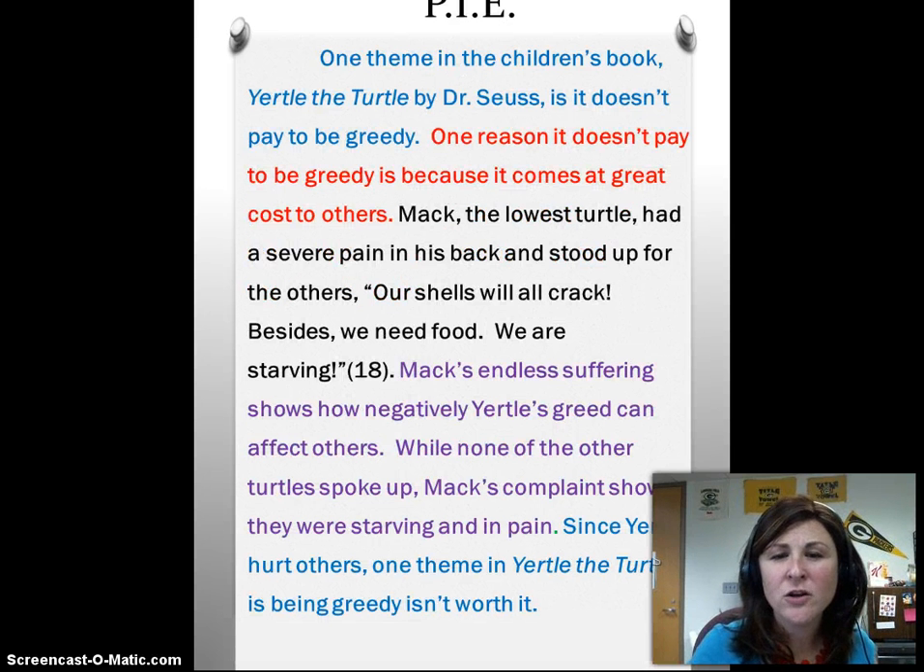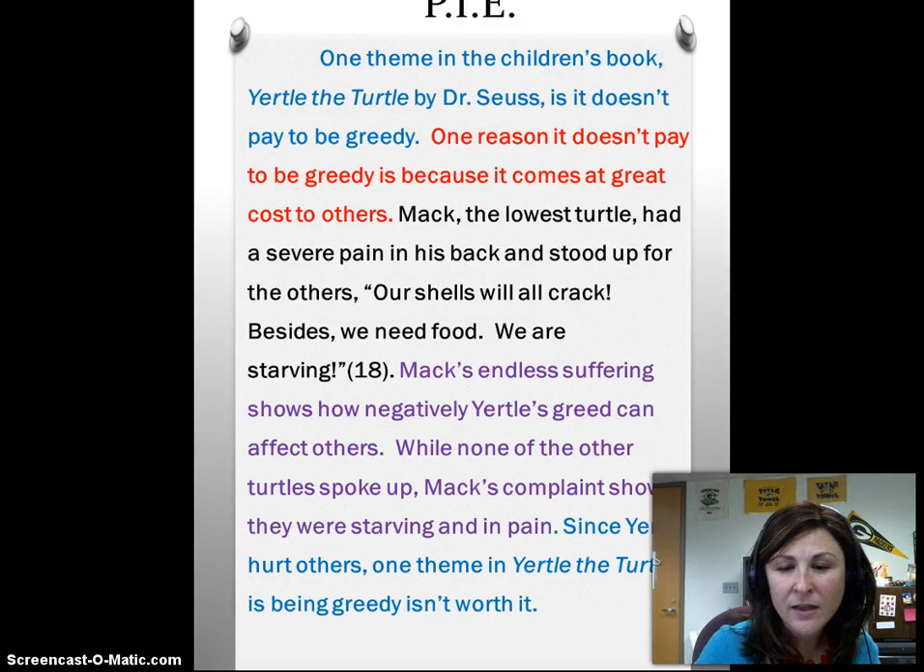Here's my final paragraph. One theme in the children's book, Yertle the Turtle by Dr. Seuss, is it doesn't pay to be greedy. One reason it doesn't pay to be greedy is because it comes at great cost to others. Mac, the lowest turtle, had a severe pain in his back and stood up for the others. "Our shells will all crack. Besides, we need food. We are starving." Mac's endless suffering shows how negatively Yertle's greed can affect others. While none of the other turtles spoke up, Mac's complaint shows they were starving and in pain. Since Yertle hurt others, one theme in Yertle the Turtle is being greedy isn't worth it.